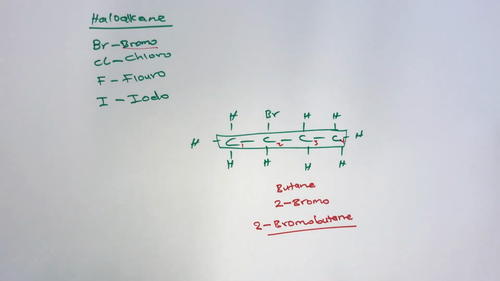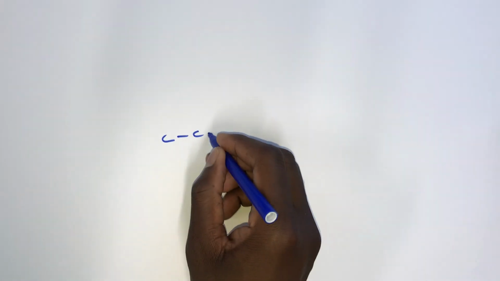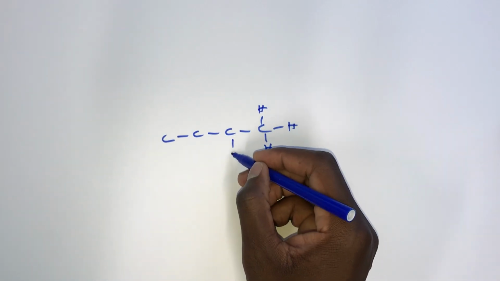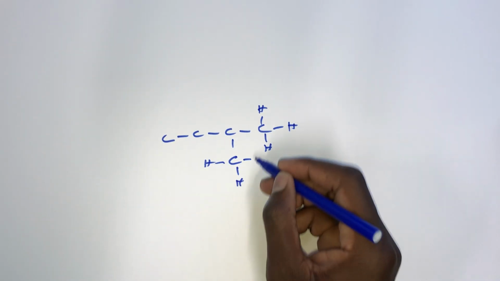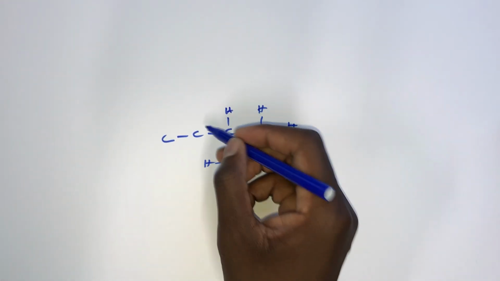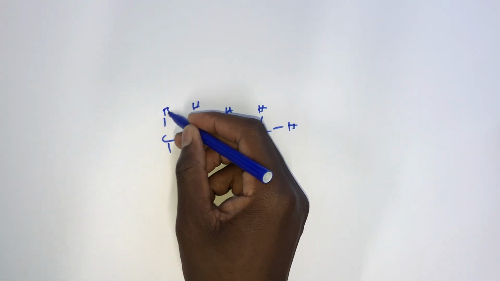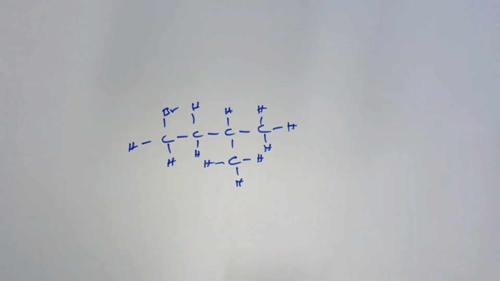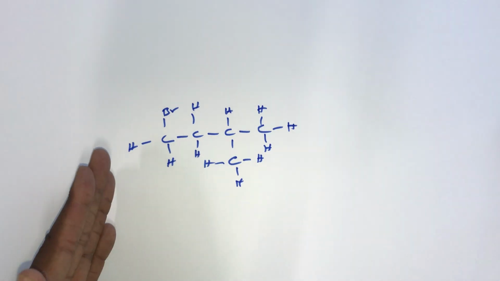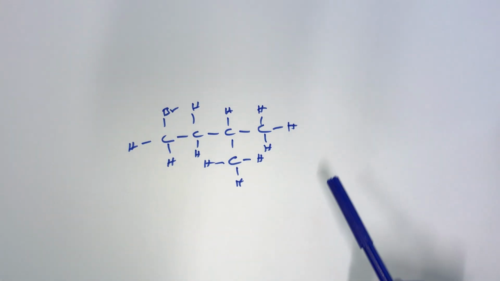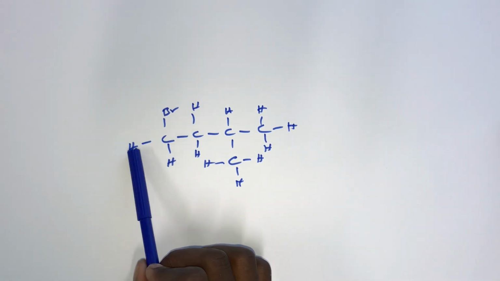So let's have another example. Let's say now we have this one. We're going to have a branch now, since you remember how we name a structure with a branch. We have a bromine here. Okay, now let's check. From this side, we have a bromine in carbon atom number 1. But from this side, carbon atom number 1, there is nothing. That means we're going to start this side.